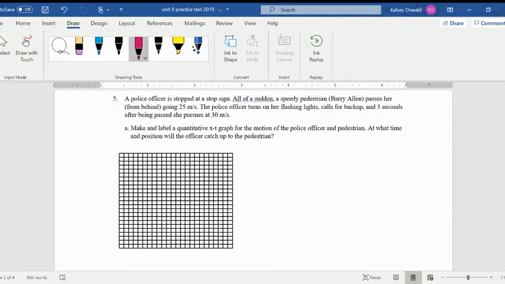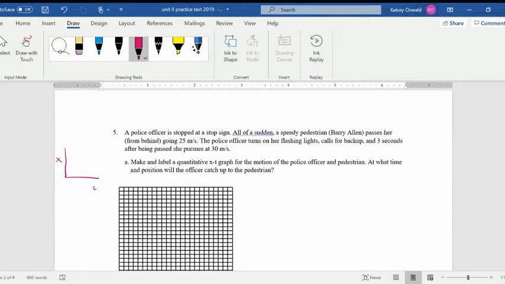So before we make our quantitative position versus time graph, it's not a bad idea to kind of just sketch the general motion. Okay, because we don't know the exact position and time they're going to meet at, but we can kind of sketch a general idea of what's going on here. Okay, so when we do these, we kind of need to ask ourselves 3 questions. First, do they start at the same position? Okay, so do Barry Allen and the police officer start at the same position?